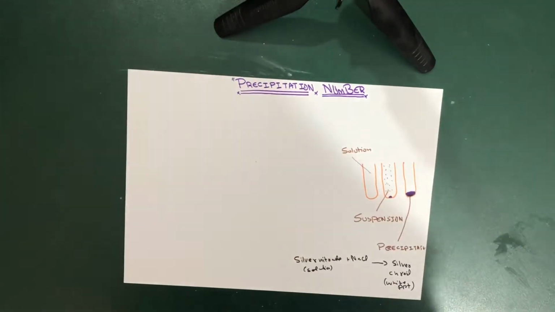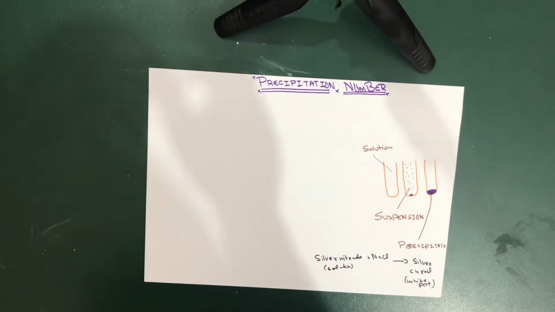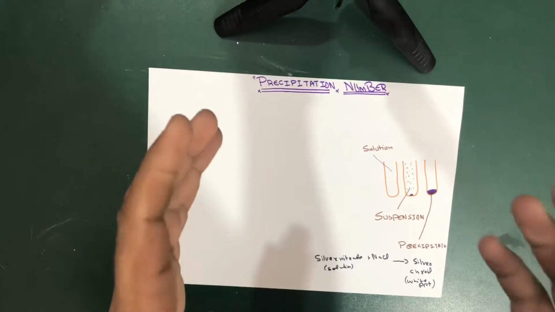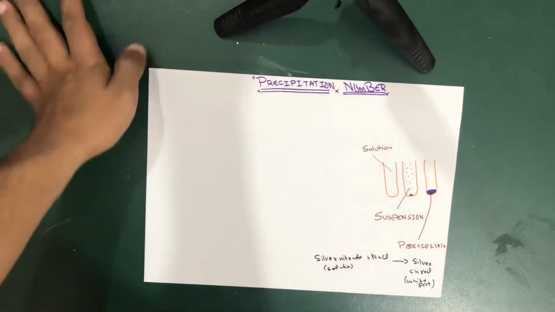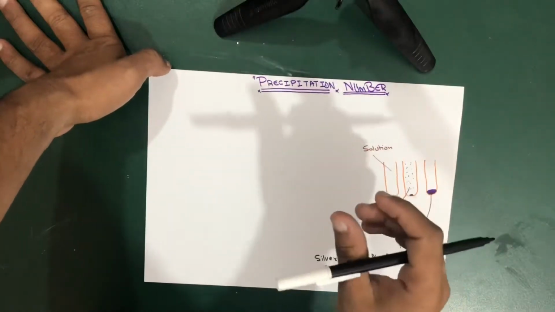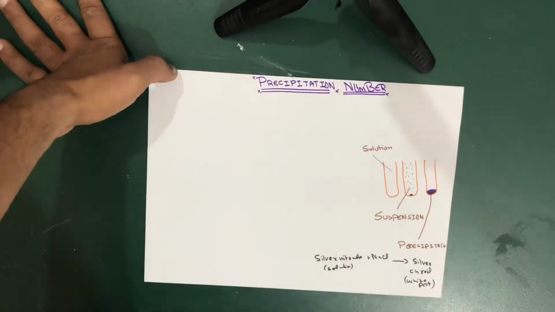All right, now let's go further in the lecture and talk about the precipitation number, which is the main topic. So if you're looking for a simple definition of the precipitation number, I'll put the definition very simply and then explain it in detail, because this definition is very short and will make your concept clear.